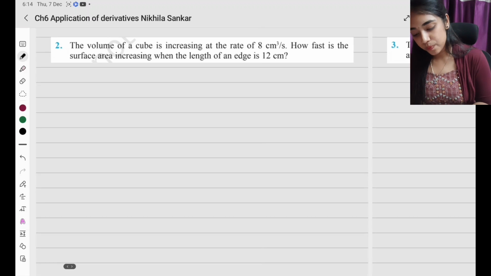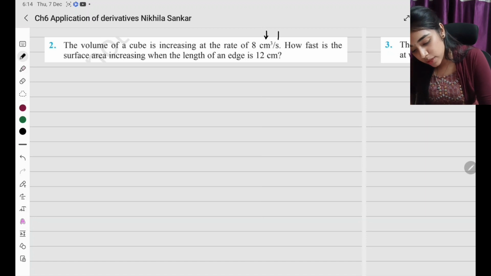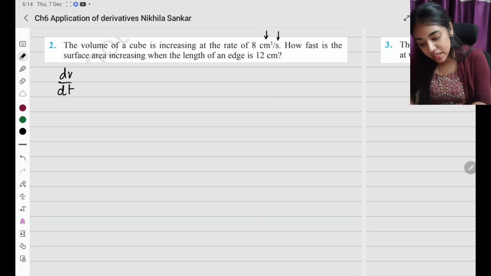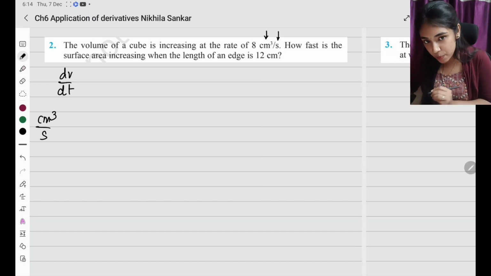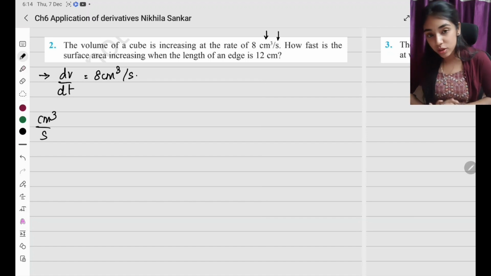Question number 2. The volume of a cube is increasing at a rate of 8 centimeter cube per second. So here volume is with respect to time, right? So the value is given: dV divided by dt. That is why it is centimeter cube per second. dV by dt, volume per second. So the value that is given is dV by dt, centimeter cube per second. We can also interpret what they have given this way.